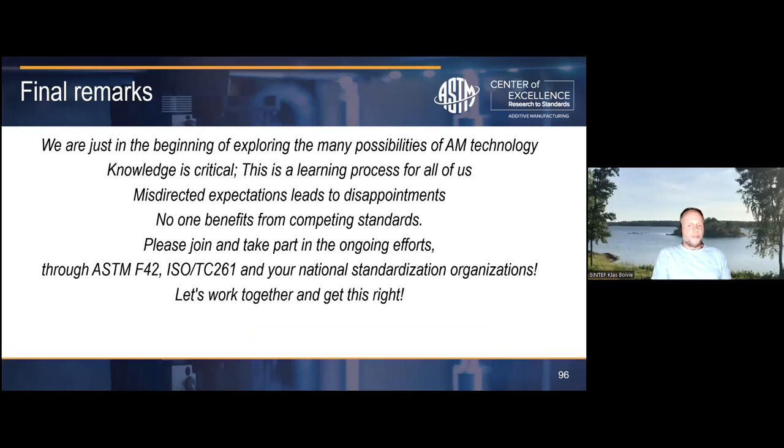Knowledge is critical. Everybody who is involved in this needs to learn. If you have misdirected expectations and preconceptions, it will lead to disappointments, and there will be confusion and disagreement. No one will ever benefit from competing standards. So if you have any chance, please join and be part of the ongoing effort through ASTM F42, ISO TC 261, and your national organization. We can work together and get this right.